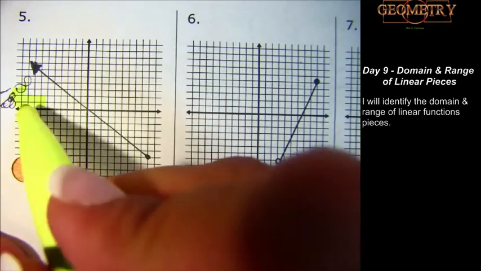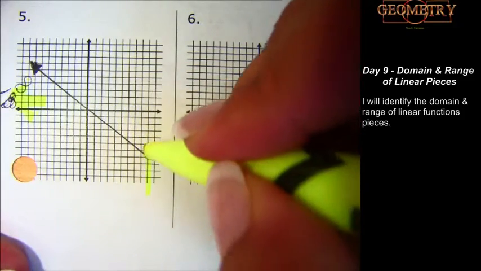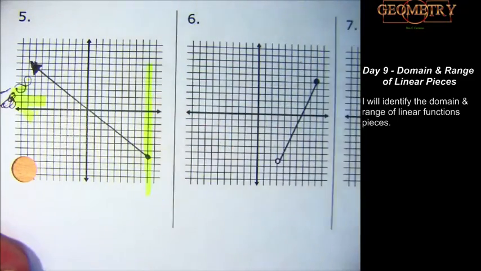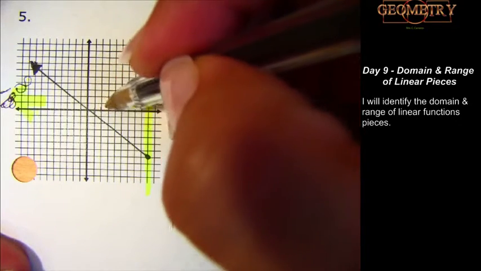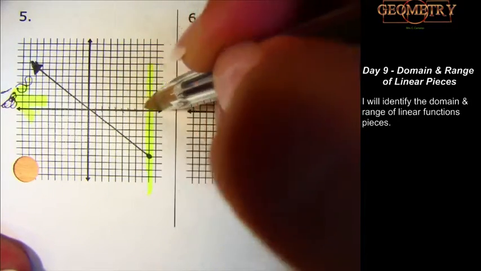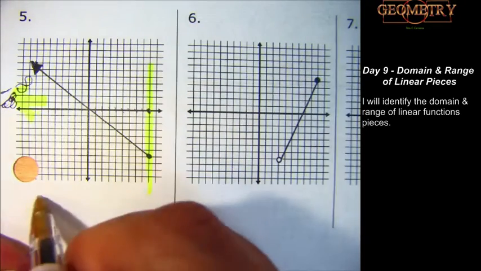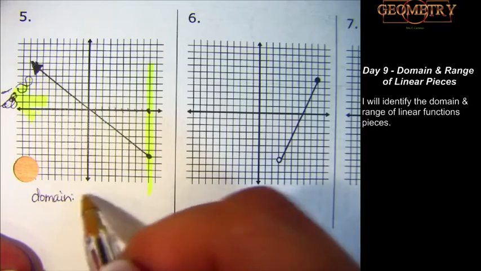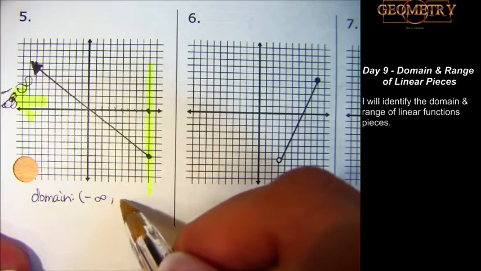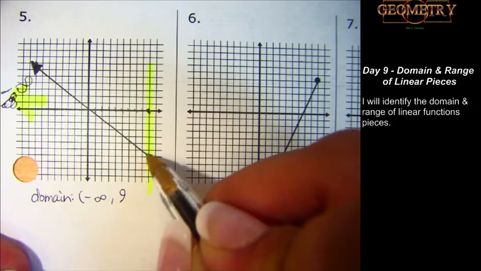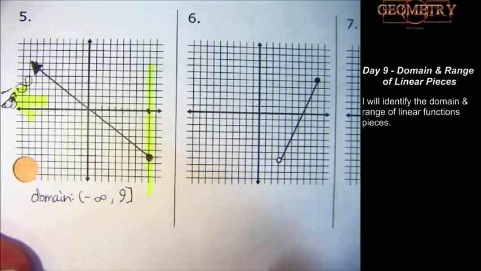Continuing on toward the right, I see that my function has a stop point right here at 1, 2, 3, 4, 5, 6, 7, 8, 9. So my domain stretches from negative infinity all the way to positive 9. Because this circle is filled in and closed, it includes the 9. In interval notation, the domain of this little piece of a line is negative infinity to 9, including the 9.